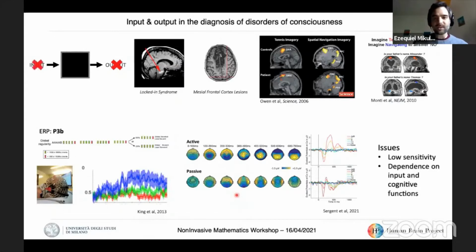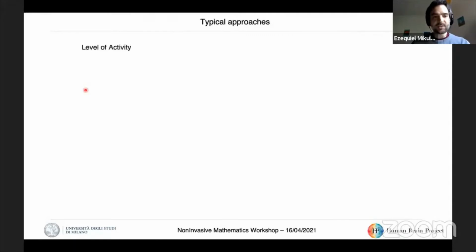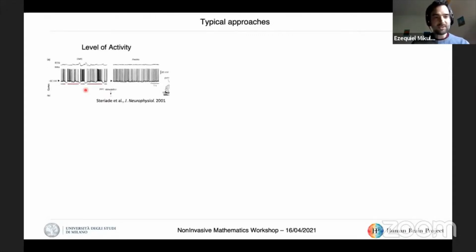So how can we assess the state of the brain in the case of absence of input? I mean, the subject might be conscious but might not be able to process incoming stimuli. So how do we measure it? In other words, how do we create a brain-based index that is reliable and independent of sensory processing, executive and motor functions? Some approaches to address this issue have been, for example, to measure the level of activity, under the idea that consciousness requires a higher level of activity. But if you look at the spiking activity of neurons during slow wave sleep and an awake state, we can see that even though there are some differences, the difference is not massive.